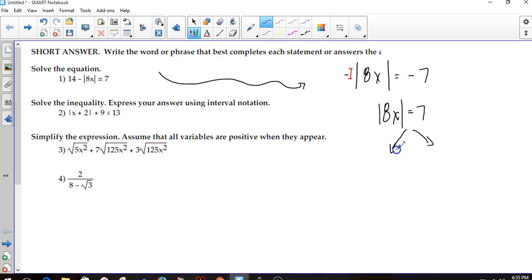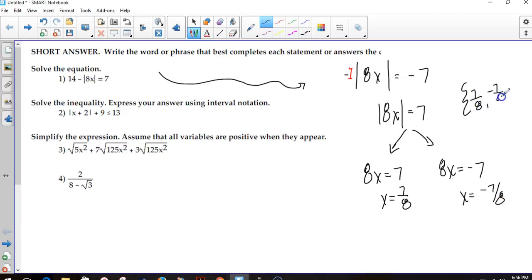For absolute values, you then need to split and switch. So it could be that it's equal to what you see, in which case x would be equal to 7/8. But it could also be equal to the opposite of what you see, so a negative 7, and it could be a negative 7/8. And so my solution for this is 7/8 and negative 7/8.